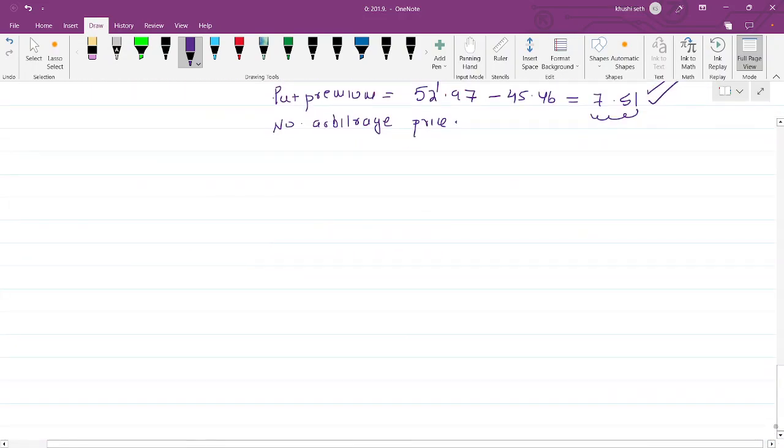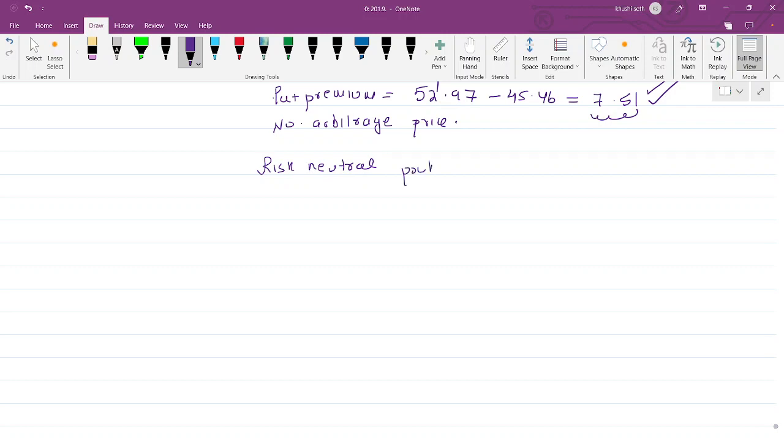What we are going to do is we are going to calculate the risk neutral probability of an up move and a down move. So how are we going to do that? How are we going to calculate the risk neutral probability of an up move or a down move? First, what is a risk neutral probability? Guys, do you have any idea what is a risk neutral probability?